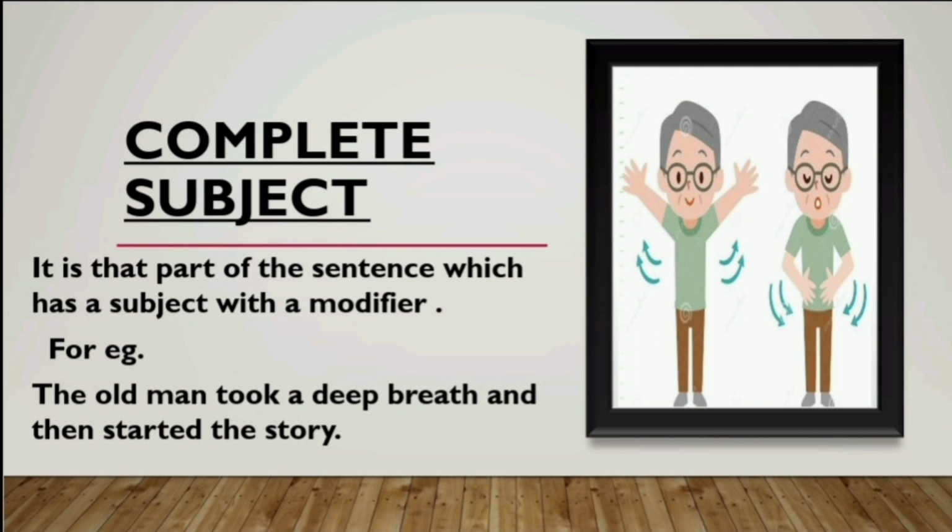Okay, so have a look at this example here. The old man took a deep breath and then started the story. So now the old man, the subject, is having an article, a modifier with it. So a subject which has a modifier and a subject is a complete subject. So a complete subject is a subject in which there is a subject and there is a modifier like an article or any other determiner.